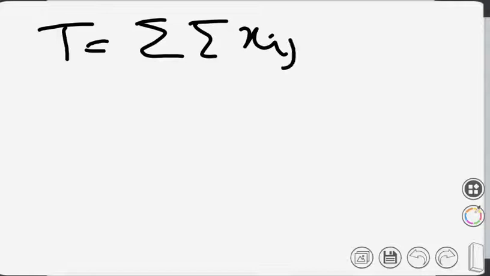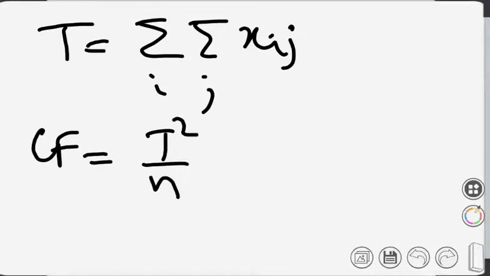Okay, so what was there in ANOVA? What was the first thing that we have learned in ANOVA? That was T. T was total. Total is double summation Xij, which means add all of them. So that is T. And then the second one was CF. CF was T square by N. CF means correction factor. I think I have missed that in the morning.